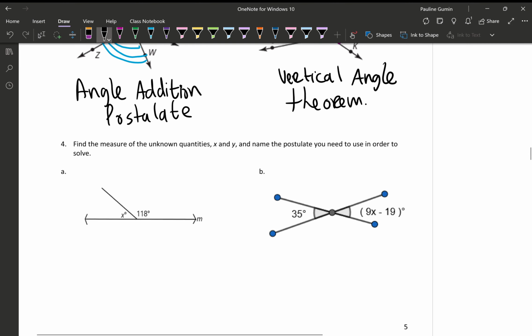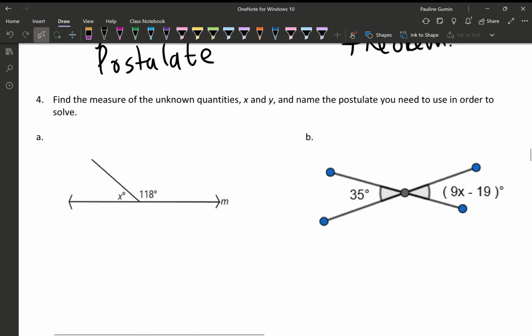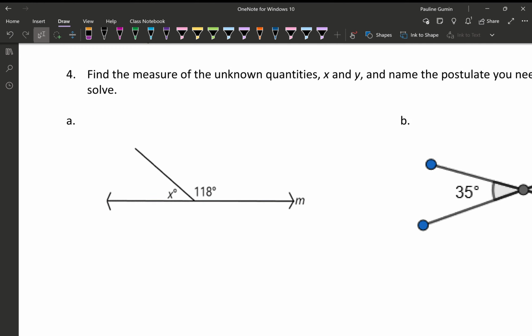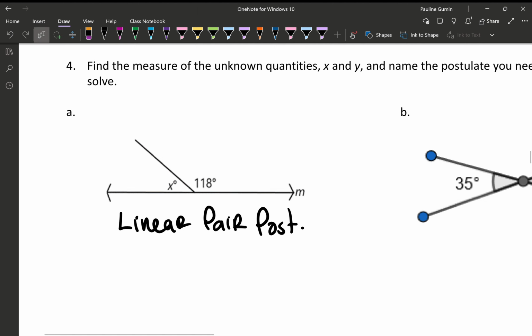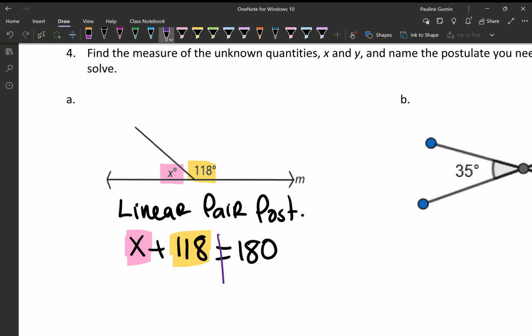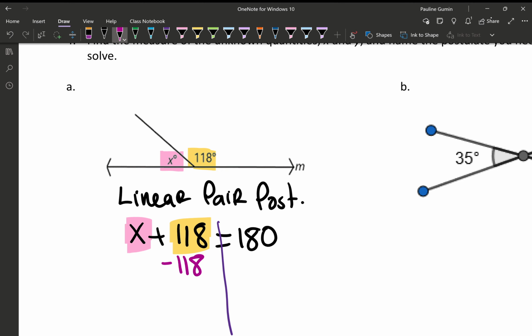Sweet. In number 4, let's do a little bit of algebra and name the postulate we use to solve. In letter A, I see a flat line and 2 angles that make it up. A flat line has 180 degrees, and if 2 angles make up 180 degrees, this is the linear pair postulate. Let's do some adding. We can add the right angle and the left angle together to equal 180. So x plus 118. This is a one-step equation, so let's subtract 118 from both sides. X equals 62.